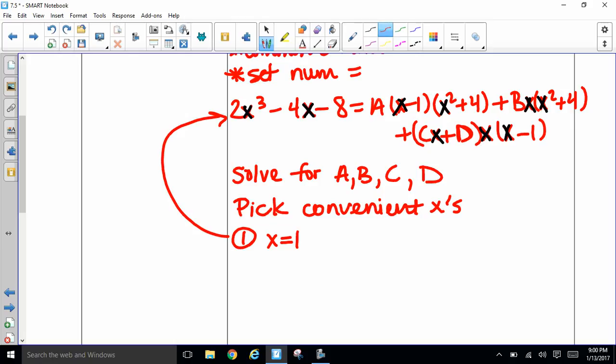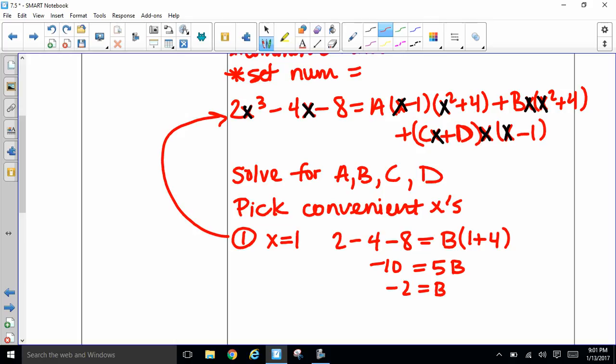All right, so I would get 2 minus 4 minus 8 on the left side. And then I would have zeroed out the first term entirely because I zero out the x minus 1 factor. But the second term with the b, I'm going to have some stuff. So if x is 1, b times 1 times 1 plus 4, or 5. Plus, and then a 0 again because it has an x minus 1 factor for that last part. Okay, so negative 4, negative 8 is negative 12 plus 2, so negative 10 is 5b. So negative 2 is b.